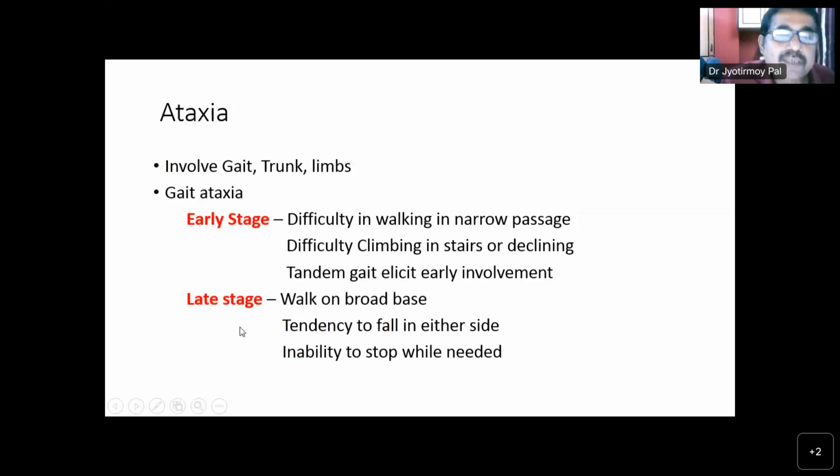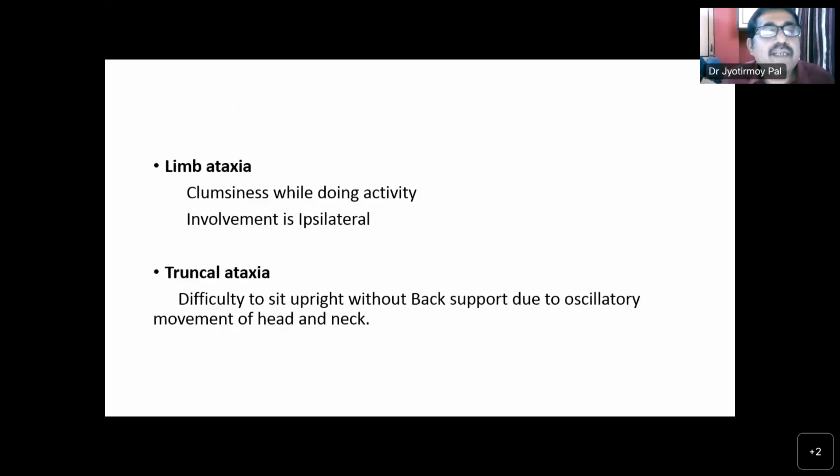But in the late stage, you walk as if you are drunk, as if you have taken a lot of alcohol. You walk on a broad base, there will be a tendency to fall forward or backward, and there is an inability to stop when needed. These are the features of gait ataxia at the late stage.